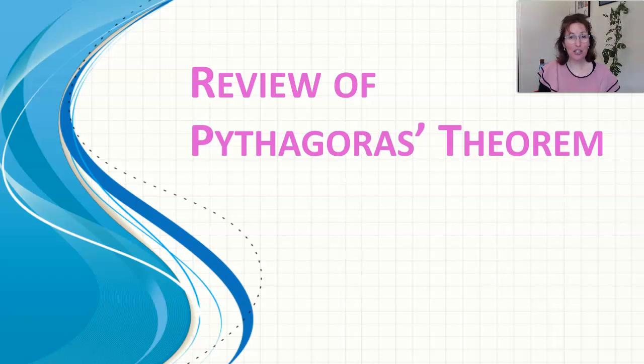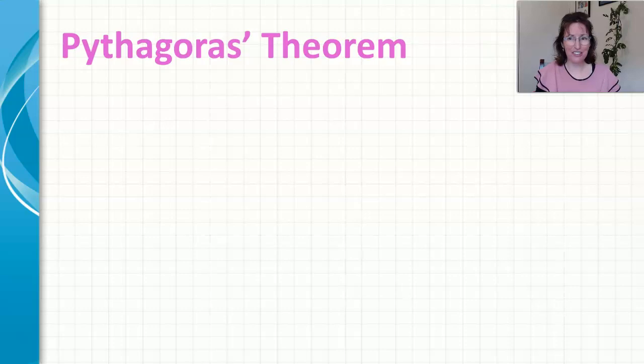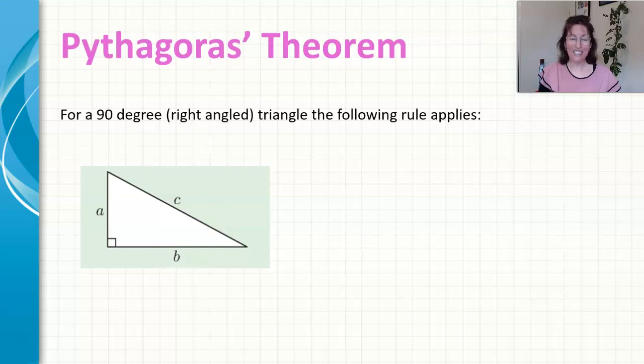In this video, we're going to go through a review of Pythagoras' theorem. So we're going to go fairly quickly through it. If you're brand new to this, perhaps this is not the best video for you. Just a reminder about what Pythagoras' theorem is: in a 90-degree right-angled triangle, the following rule applies.